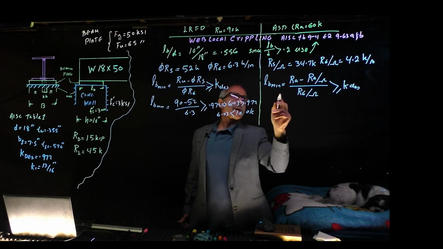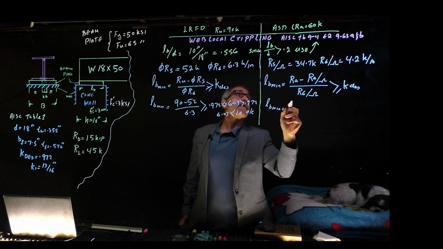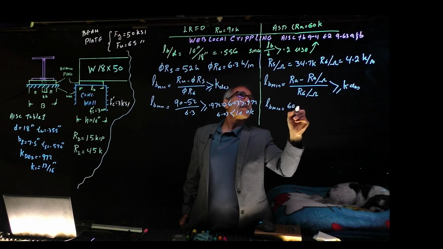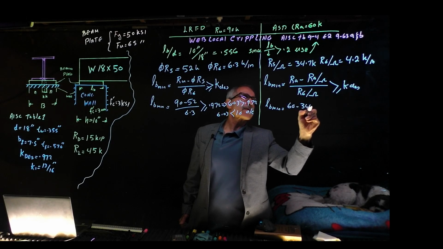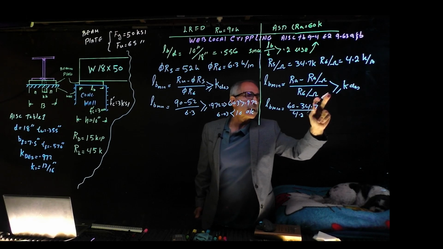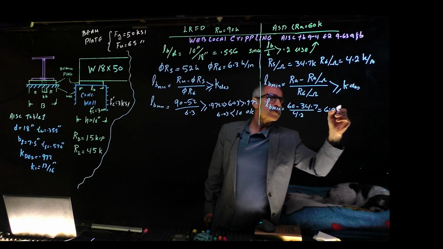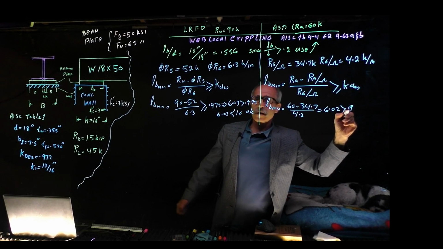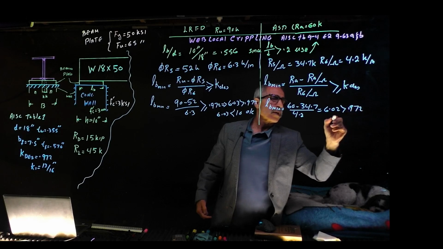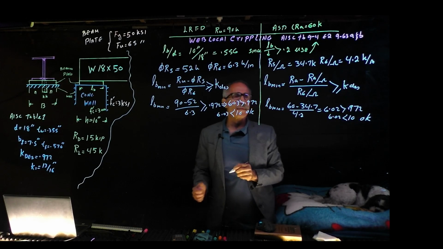Same thing over here. It's going to be LB minimum is equal 60 minus 34.7 divided by 4.2, and that should be bigger than KDES, which comes out to be 6.02, which is bigger than 0.972, and also 6.02 is less than available 10 inch, so we are okay there too.